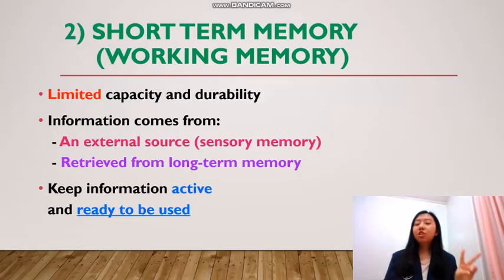The second one is short-term memory, also known as working memory. Short-term memory is responsible for holding and processing information for only a short period of time. Short-term memory has limited capacity and durability. Information in short-term memory can come from two sources. The first one is from an external source, or from the sensory memory. The second one, information can be retrieved from the long-term memory. The primary job of short-term memory or working memory is to keep information active and ready to be used. Most cognitive tasks, such as identifying, speaking, and writing, depend on this short-term memory or working memory.